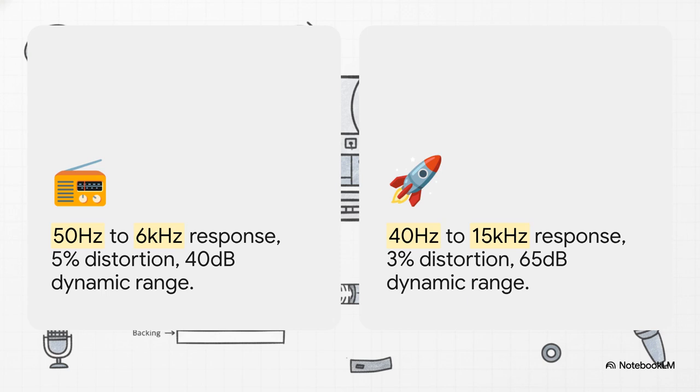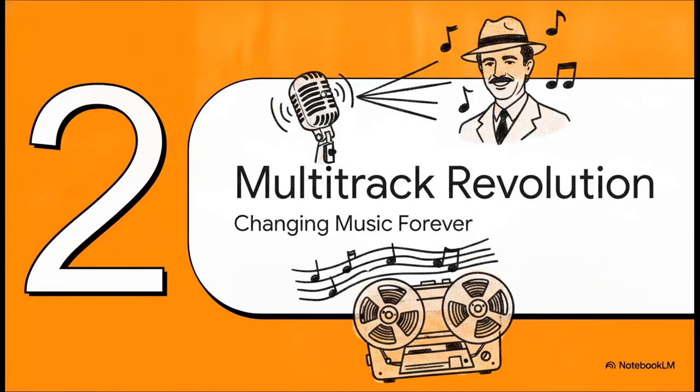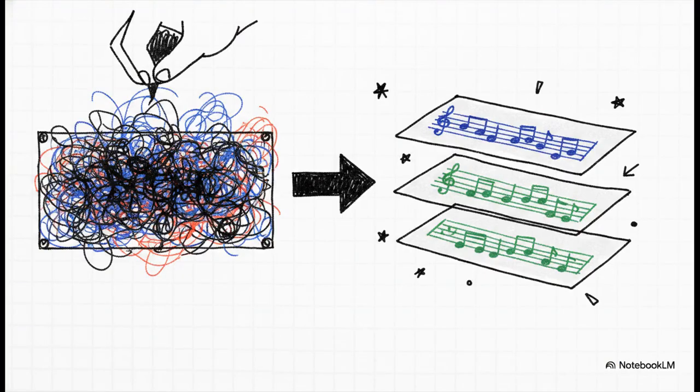Moving on to Section 2, the multi-track revolution, changing music forever. Okay, so following the war, legendary singer Bing Crosby actually brought this high-fidelity tech to US radio. But the true, earth-shattering revolution for music production happened in 1953 over at Ampex.